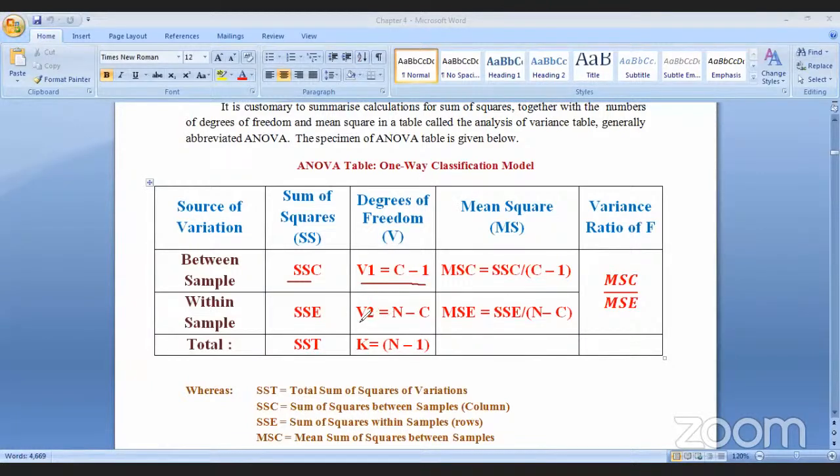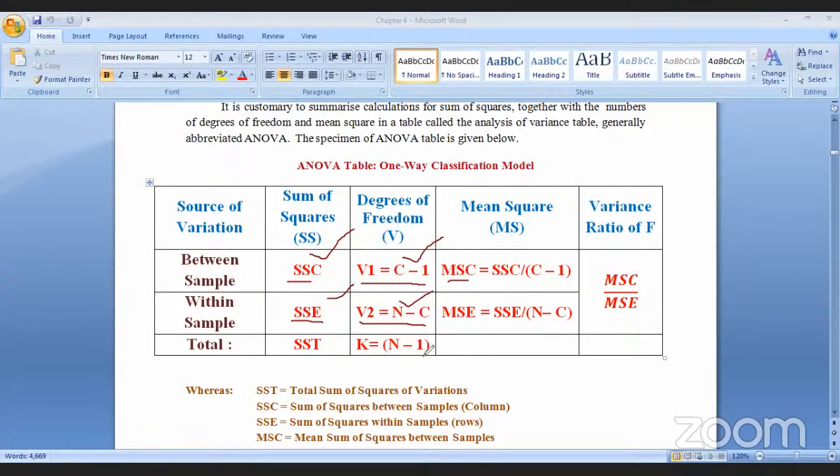Then N stands for the total number of individual variables in the given problem. Sum of squares within sample, that is SSE. Then MSC is equal to SSC divided by C minus 1. Then V2 is equal to N minus C, and MSE is equal to SSE divided by N minus C. Then SST, we will get the value, then K is equal to N minus 1.